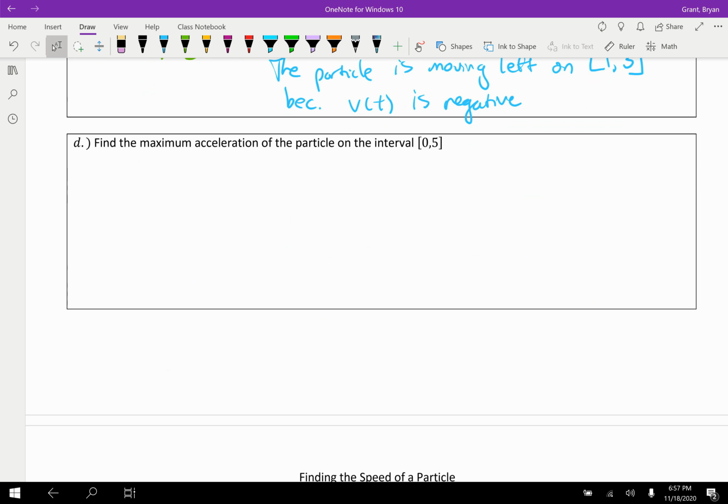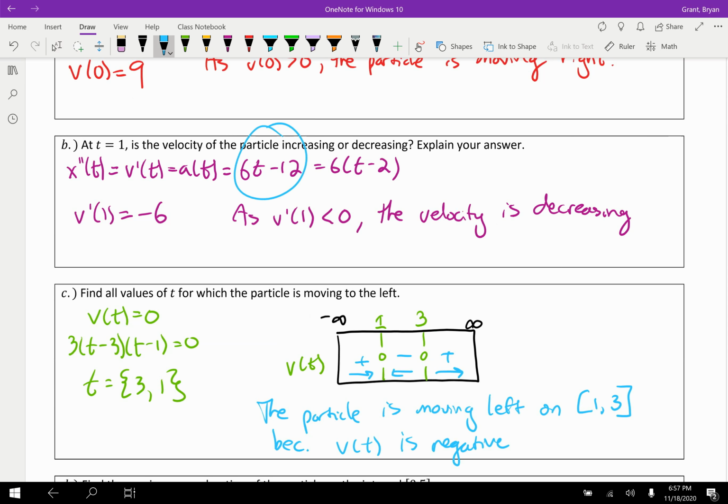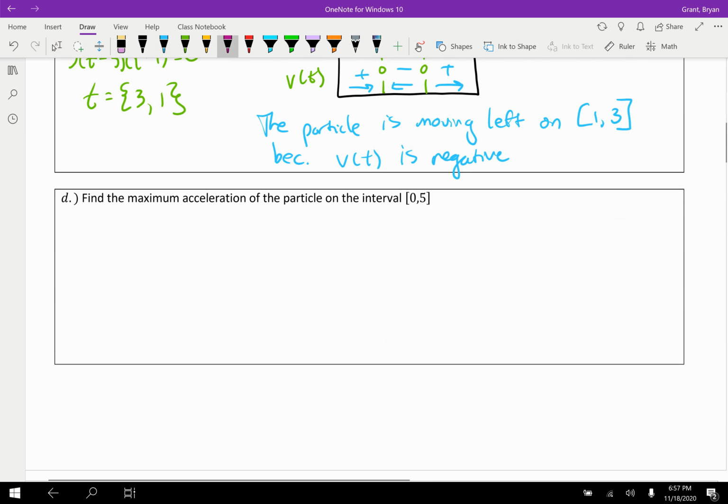We're trying to determine when the acceleration is at a maximum. So we already have the formula for acceleration. I think that's this one right here, isn't it? We know that acceleration is 6t minus 12, or we did factor it to 6 times (t minus 2).